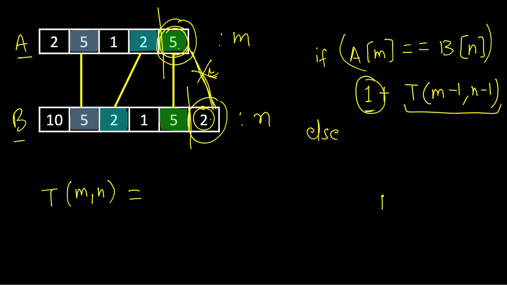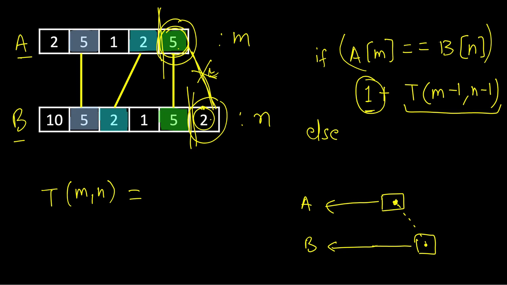Let's say there are more numbers on this side, and similarly here we are looking at the last digits of A and B, and these are not equal. For equal, we have already seen that we will for sure take this line and remove both of these. If they are not equal, then this line cannot exist for sure, because we are not allowed to connect unequal numbers.